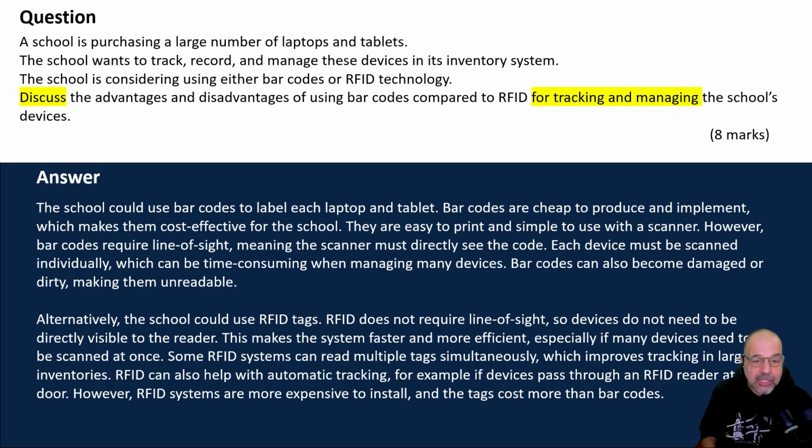So then it says, this makes the system faster and more efficient, especially if many devices need to be scanned at once. Some RFID systems can read multiple tags simultaneously, which improves tracking in large inventories. Now, here is where we're comparing again to barcode. We're showing an understanding that RFID can read many devices simultaneously, whereas barcode can only read one. RFID can also help with automatic tracking. For example, if devices pass through an RFID reader at a door.